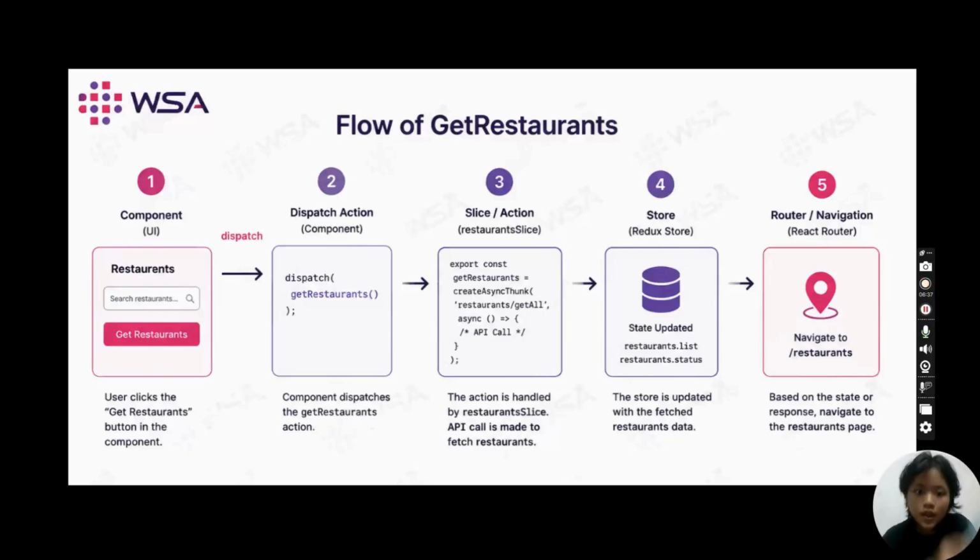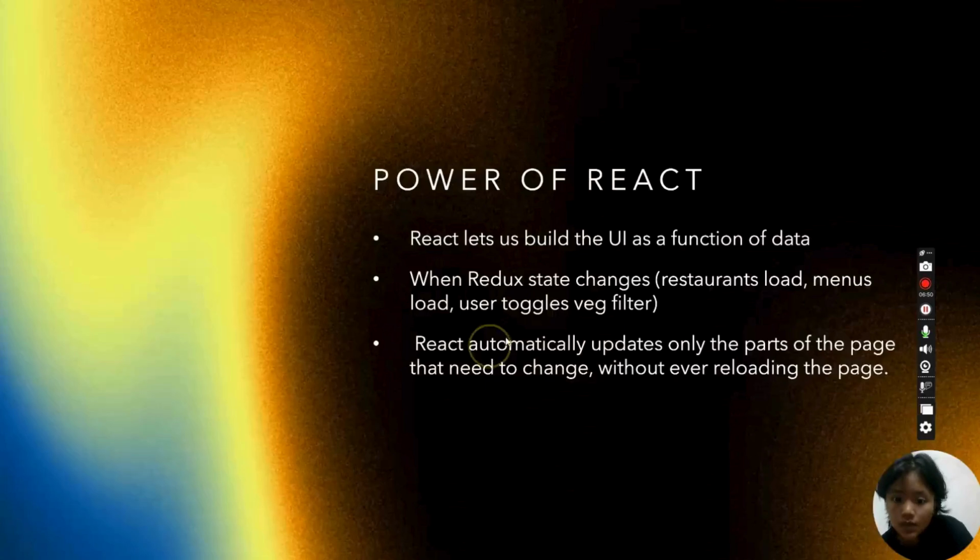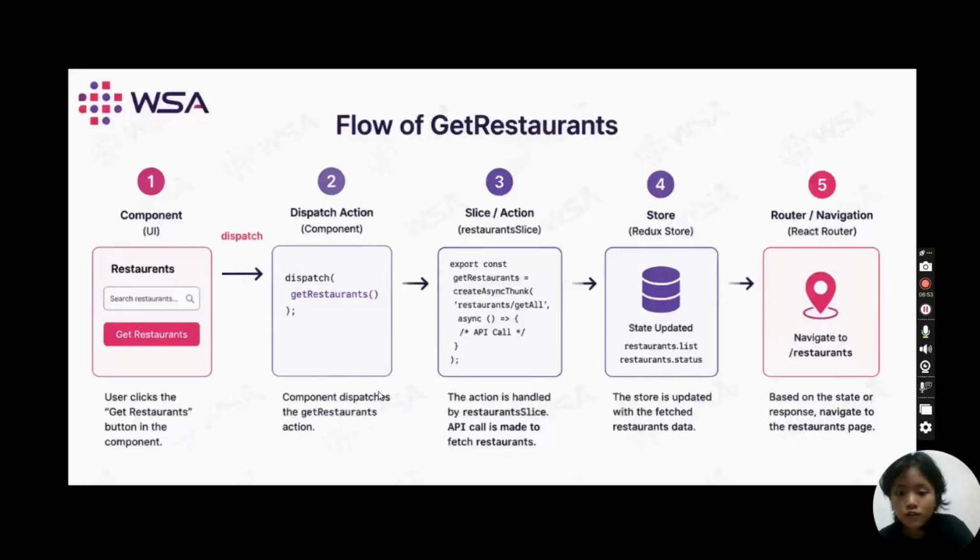It is calling that function, and that dispatch is then forwarded to the slice of the action, that is the restaurant slice. So the action is handled by the restaurant slice, and the API call is made, as you can see over here. This API call is made to fetch the restaurants. Then it moves forward to the store, that is the Redux store. As previously mentioned, the store is updated with the fetched restaurants data. Finally, that same store provides all of the data, and based on the state of the response, it navigates to the restaurants page. So this is just one particular feature, getting all the restaurants.